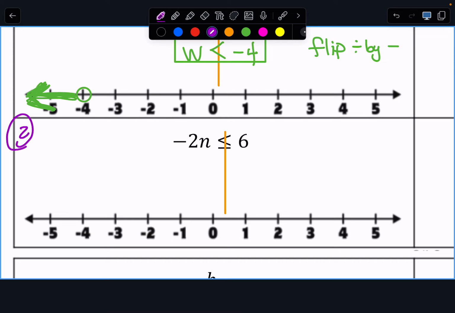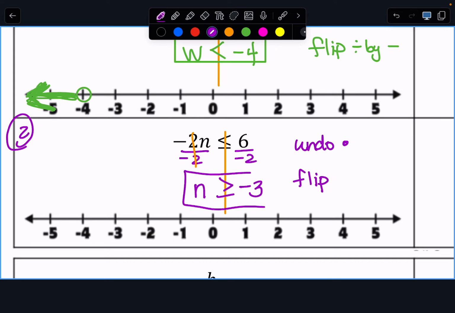Kaylee, what'd you do to both sides? We need to undo the multiplication by dividing by -2. Do you agree with Kaylee? I think I heard a yes. So we have n. 6 divided by -2 is -3. And then since we divided by a negative, we need to flip our inequality sign.